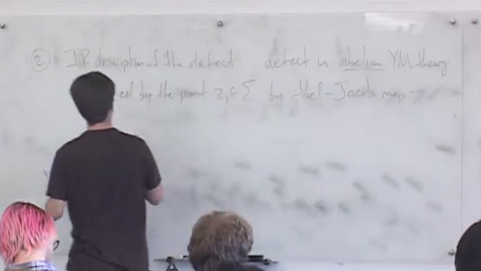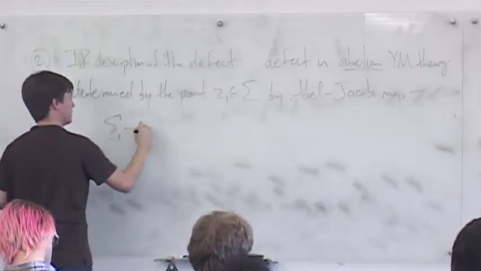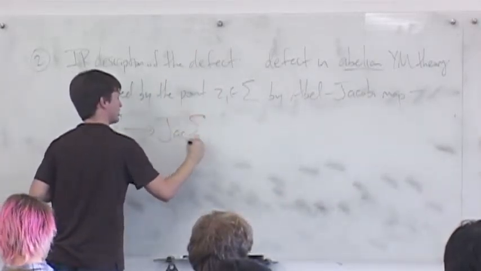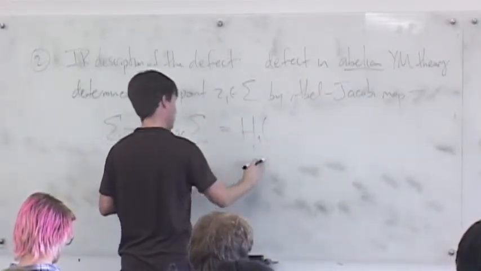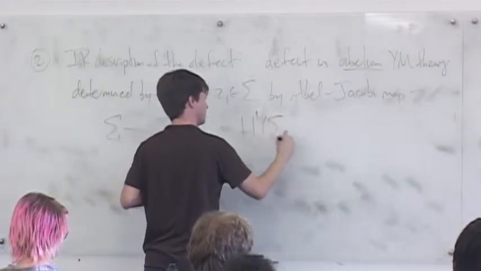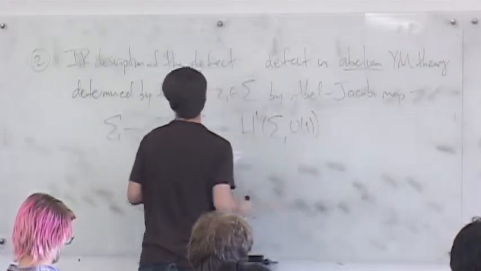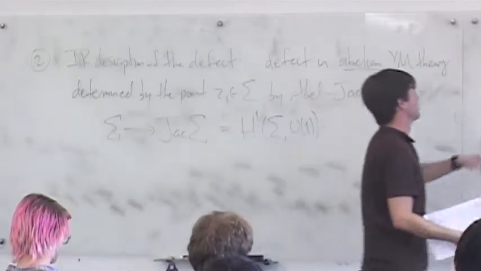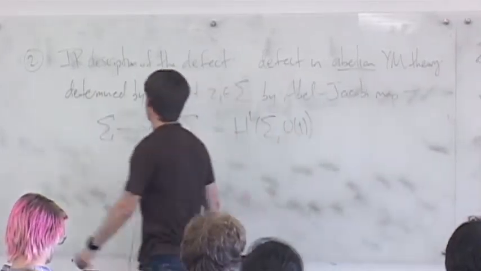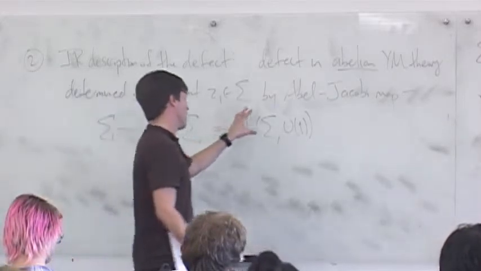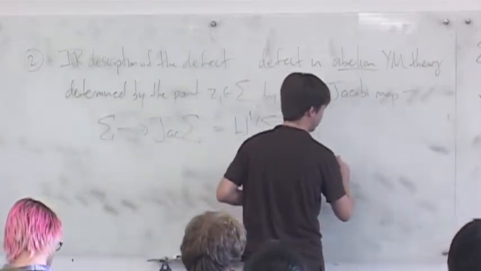Namely, what does that mean? Given the point z, I get a corresponding point of the Jacobian of sigma, which is just H^1 of sigma with coefficients in U(1). And so what is that? Given a particular vacuum of this surface defect, I want to describe what the thing looks like in the infrared. And what it looks like is a kind of solenoid.